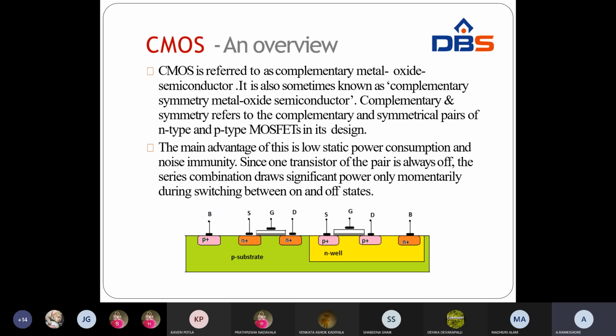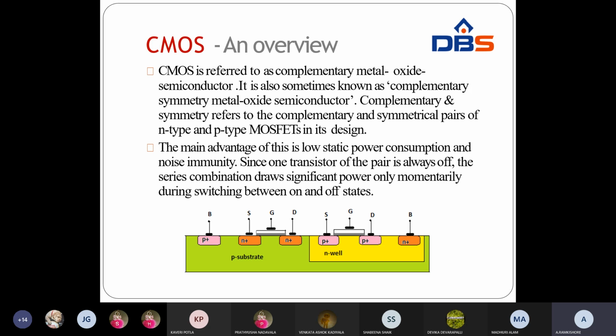As a CMOS device. So the main advantages of this design are that it has low static power consumption and noise immunity. It doesn't introduce any noise distortions in making or implementing different digital applications, and it also consumes low static power dissipation.